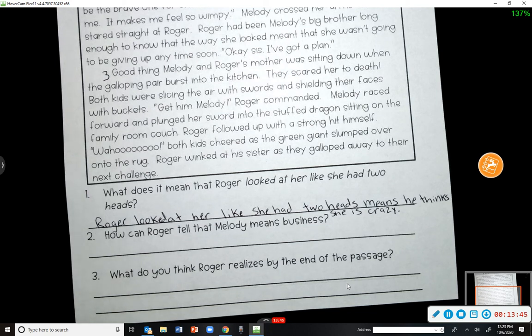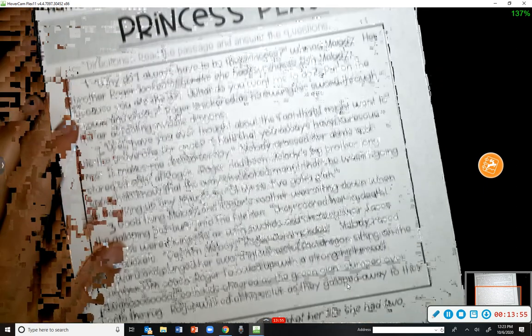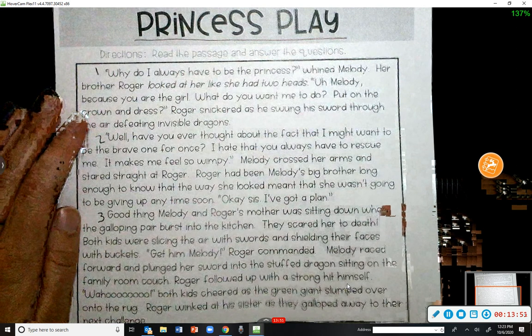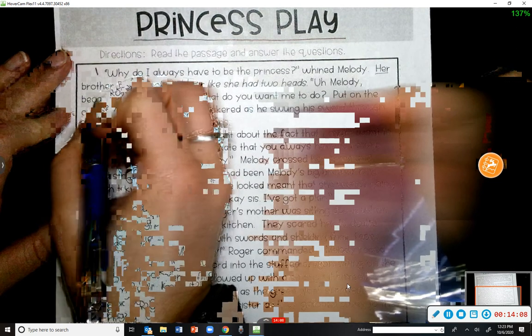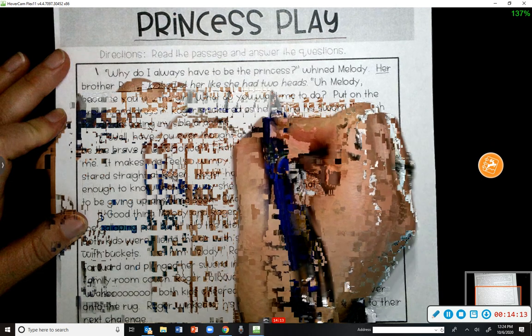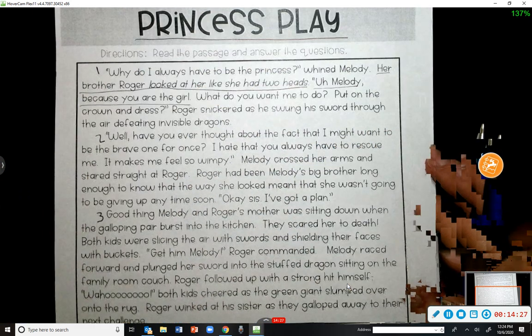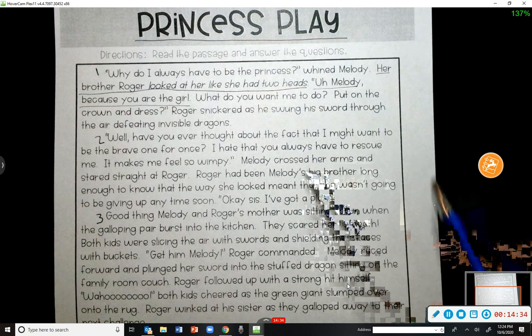Done. Okay. And then you also want to show where you found your answer. So you go back up to paragraph 1, and we're going to look at what in here made us think that this was our answer. So we can underline this: Her brother Roger looked at her like she had two heads. And then underline his response: Melody, because you're the girl. So he thinks that she's crazy for not understanding why she always has to be the princess.